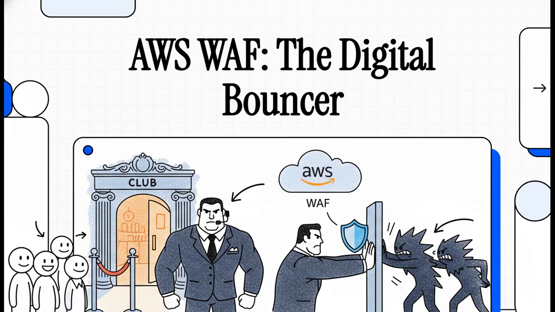Okay, let's think about this for a second. Imagine your web app. It's like a super exclusive club, right? You've got the velvet rope, a line of people trying to get in, and your number one job: keep the troublemakers out. And for that, you need a bouncer. Well, in the digital world, that bouncer has a name, AWS WAF.